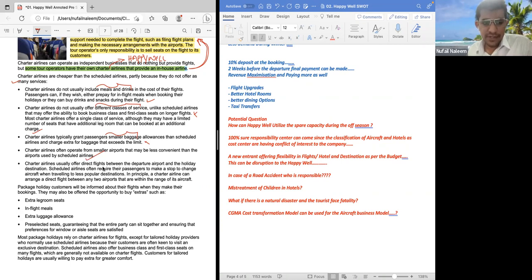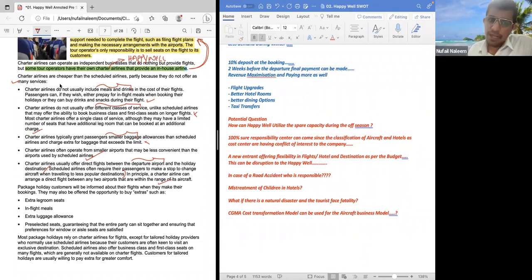Charter airlines usually offer direct flights between the departure airport and the holiday destination. Scheduled airlines often require the passenger to make a stop and change aircraft when traveling to a less popular destination, a transit. In principle, the charter airline can arrange a direct flight between any two airports within the range of its aircraft.